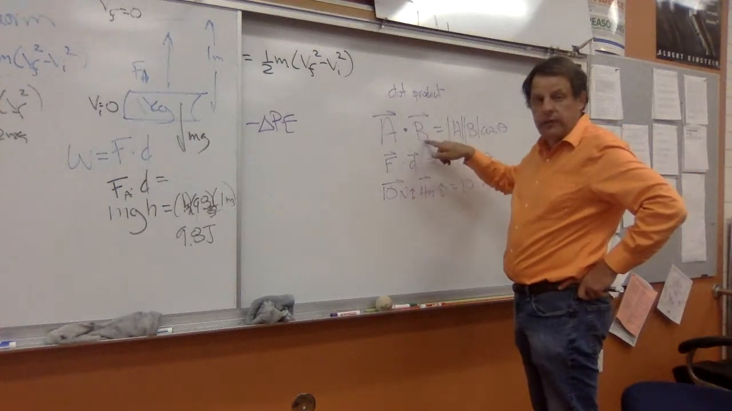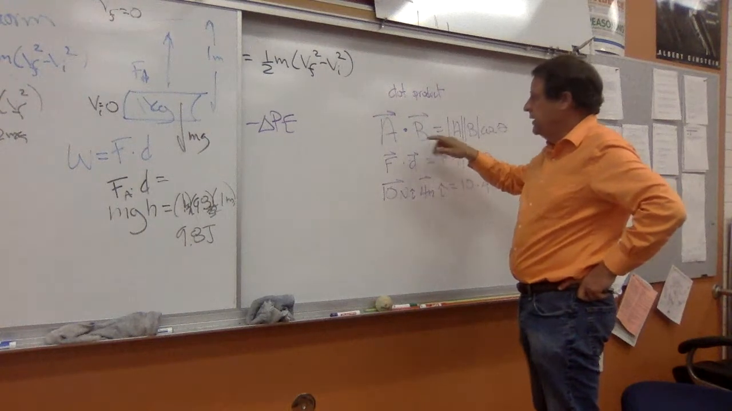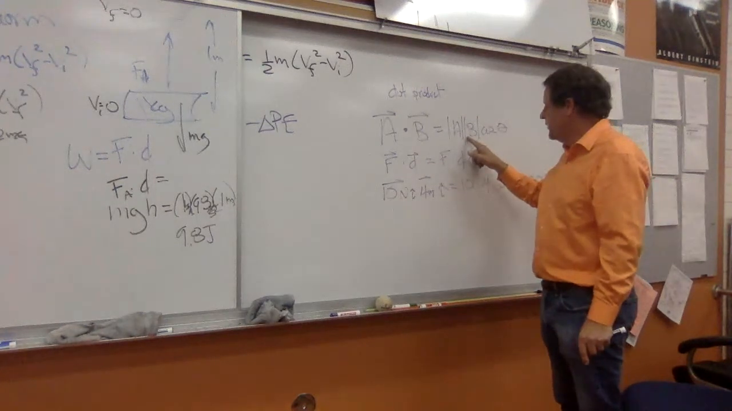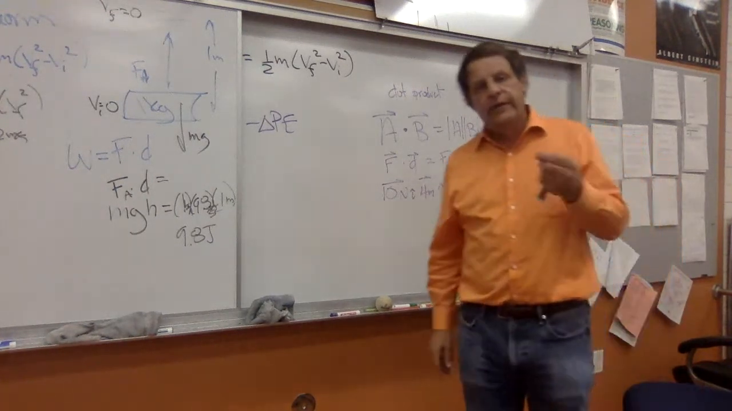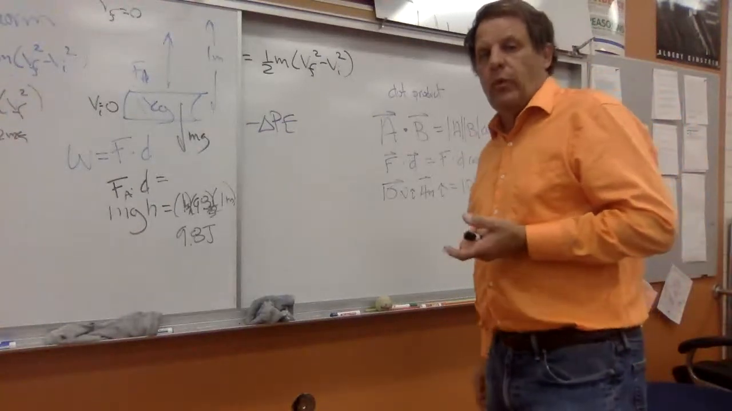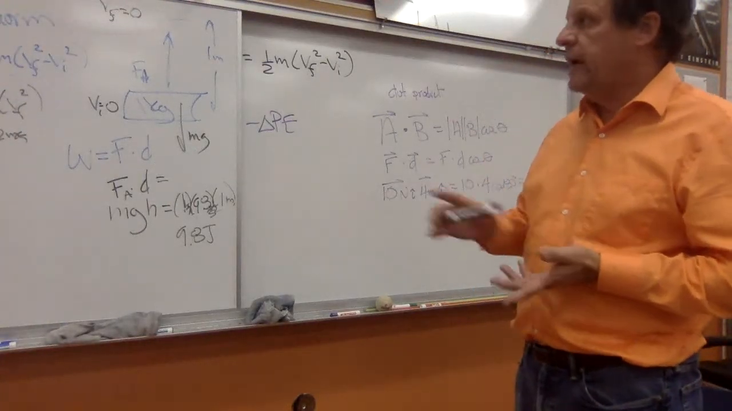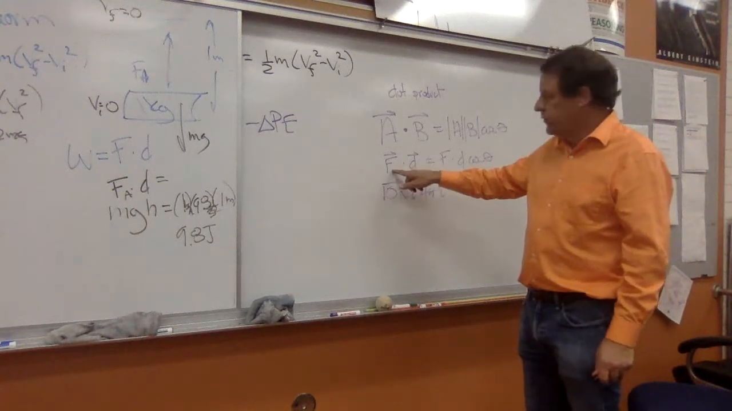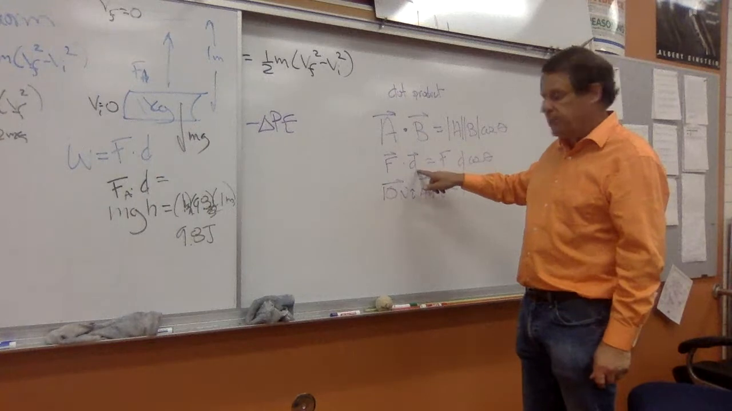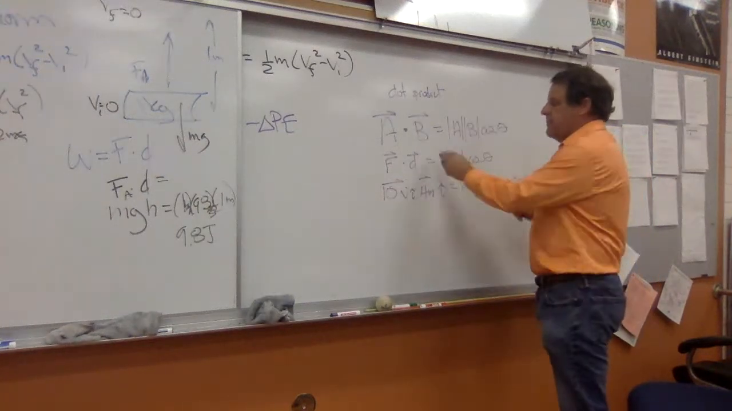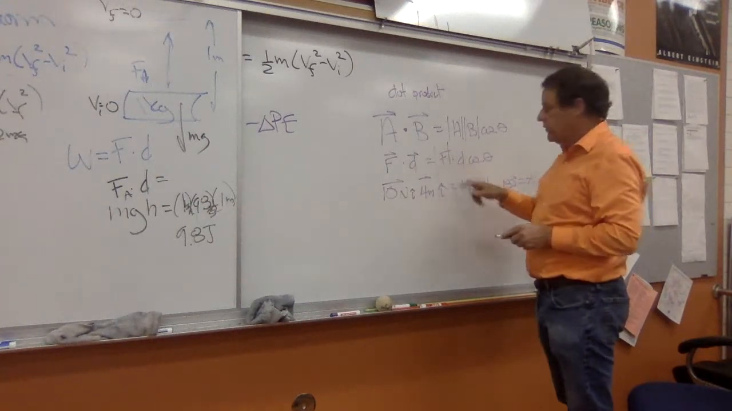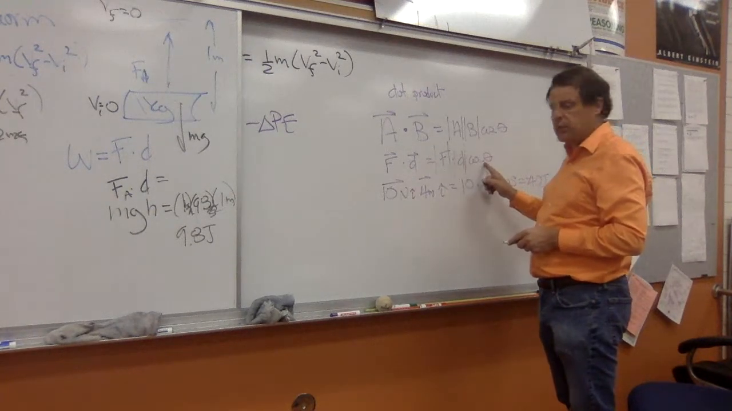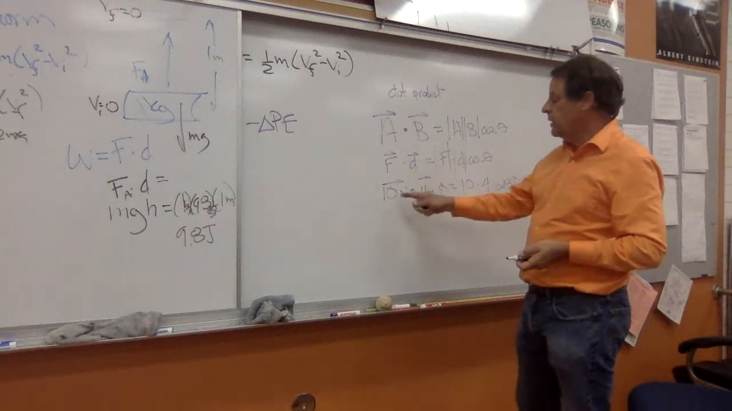But vector A dot vector B is the dot product, and that is equal to the absolute value of A times the absolute value of B times the cosine of the angle between them. So why is that important? It's because we have the same thing. What we have done here is force vector dot the displacement vector is equal to the magnitude of the force times the magnitude of the displacement times the cosine of the angle between them. And that's where we're going to get an answer.